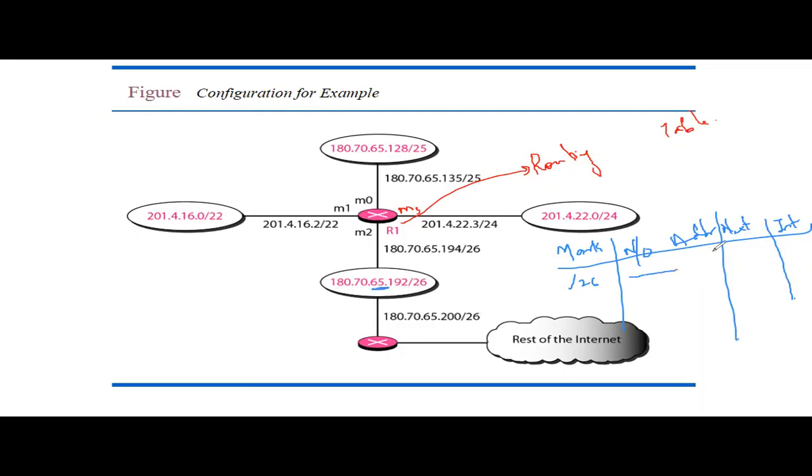Then what will be the next hop? Because it is directly connected to the router R1, we won't have any next hop. This place will be left blank. And what is the interface to which this network is connected? It is connected to M2. So we will be writing M2 over here. Similarly, we will fill the rest of the rows. So let's just see a clear table.